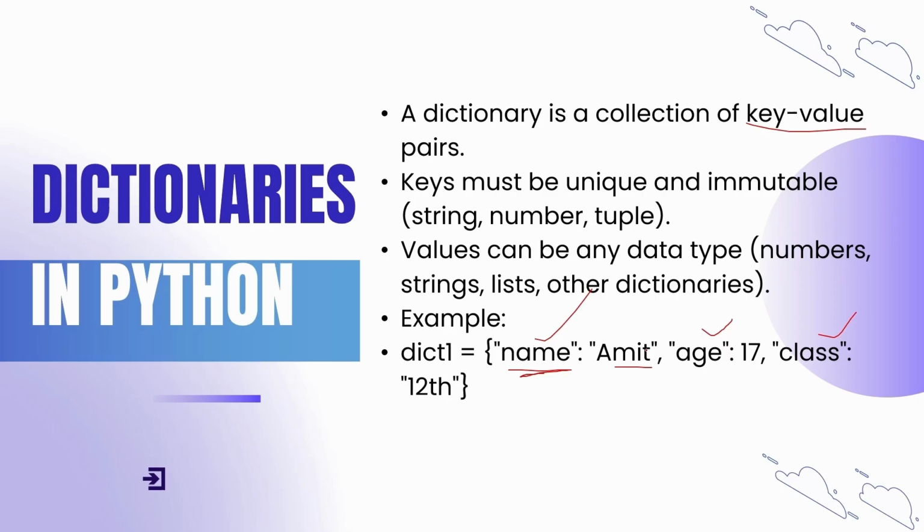Okay, keys must be unique and immutable in nature. So all these keys like name, age, they should be unique. We cannot have duplicate keys inside a particular dictionary. Then values can be of any data type. Like we can use numbers, strings, lists, even other dictionaries for values.